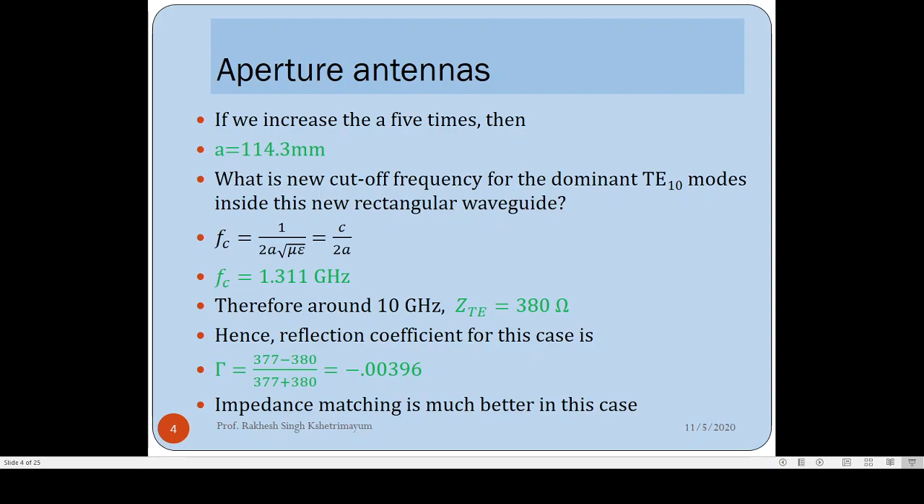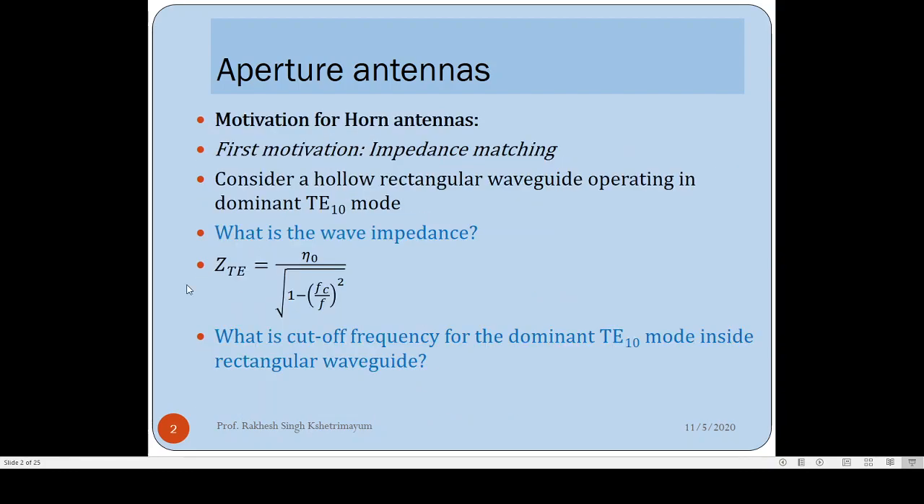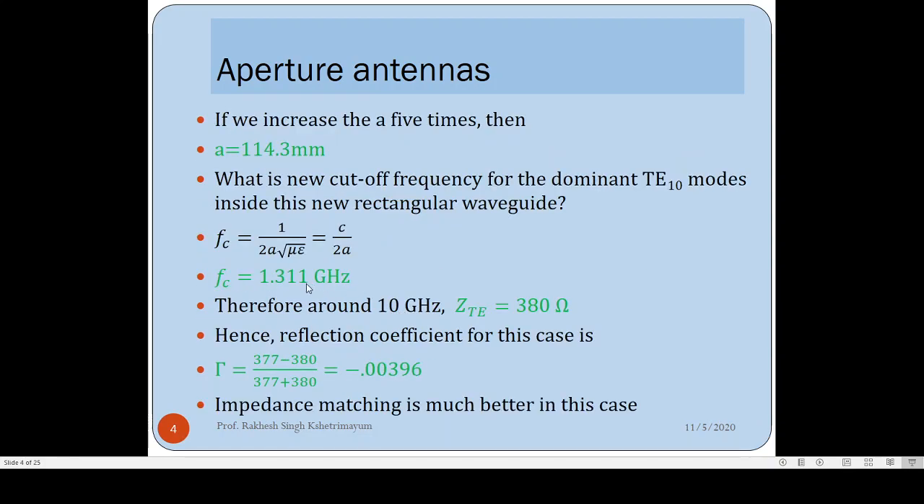And you have the relation for the wave impedance for the dominant TE10 mode. Wave impedance is defined as eta naught divided by the square root of 1 minus (fc by f) whole square. I know the new fc and I know f. f is 10 GHz, fc is 1.311 GHz. In that case, I can find the wave impedance for the new waveguide we have designed, with A 5 times that of the X-band waveguide. What we observe is the wave impedance is 380 ohm. So 380 ohm is very close to 377 ohm, which is the wave impedance of free space.